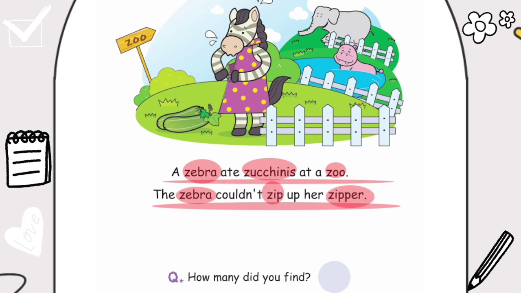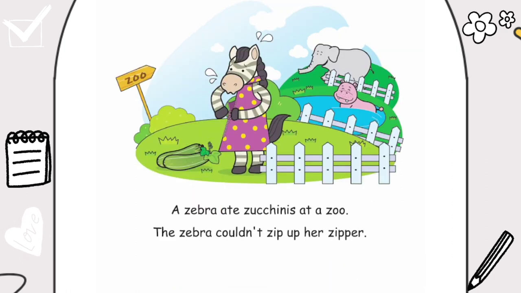Great job. Now let's go to our question. How many did you find? Let's start counting aloud. 1, 2, 3, 4, 5, 6. Great job. There are 6. Good job, everyone. Now let's go to our picture.